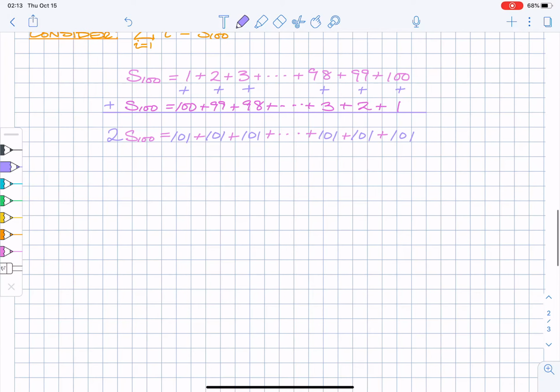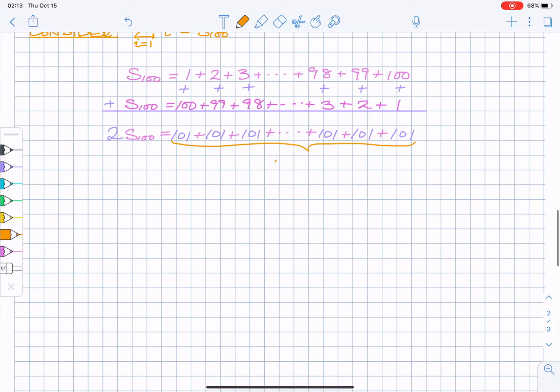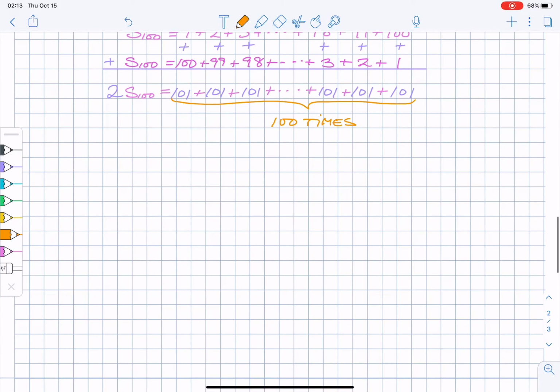So how many times have I added 101 to itself? If I started counting at 1 and stopped counting at 100, this is 100 times. Okay, so I have that 2 times the 100th partial sum will be 100 101s.